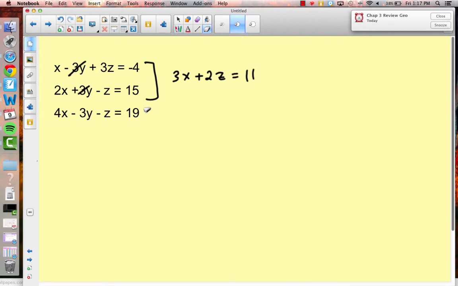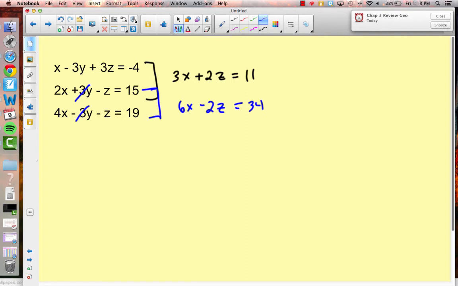Now I have to do the same concept, but this time for the middle and the bottom. I'm going to overlap that in blue. This time I have to cancel my y's out because I canceled the y's out in the top, so make sure you're always canceling the same variable. I'm going to add my equations, so 2x plus 4x is 6x. My y's will cancel because they're already the same. And then -z plus -z is -2z. And then 15 plus 19 gives you 34.